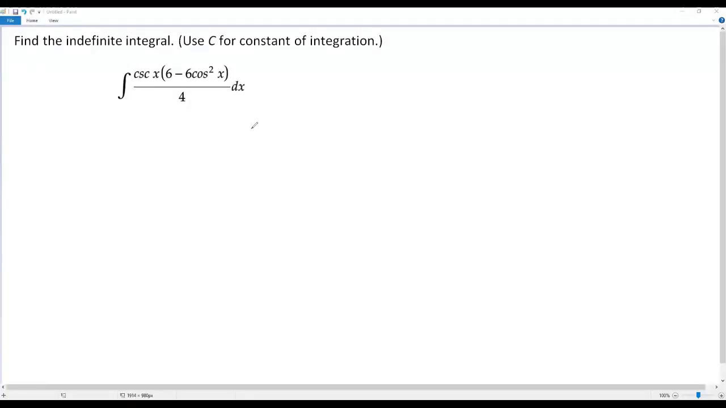Here we have an AP Calculus AB problem. Okay, let's go to the question. Find the indefinite integral. Use C for constant of integration. Here we have an indefinite integral, that is the integral of cosecant x times (6 minus 6 times cosine squared x), all divided by 4, times dx.